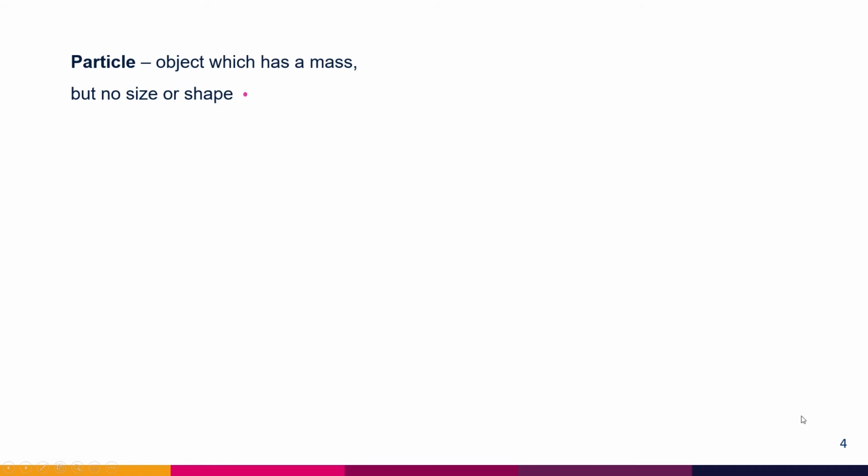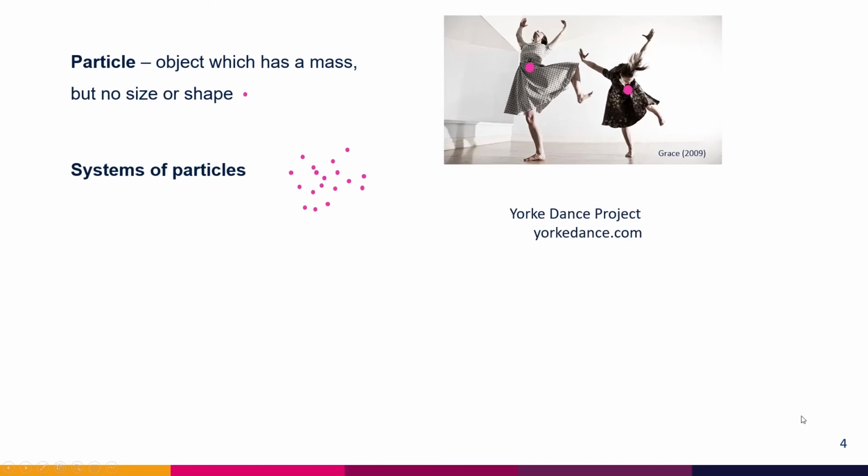In modeling the motion of a body, we create a model of that body, and the simplest model is a particle. So this is an object which has a mass, but no size or shape, so it's just a dot. We can also have systems of particles. As an example, on the right, we have two dancers, and if we're not worried about the details of their limb motions, then we can represent each of them as simply a particle moving around in space.